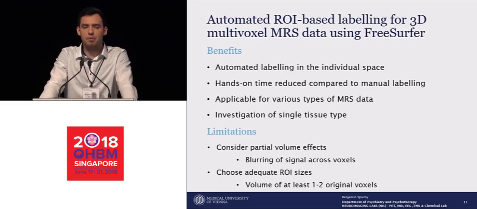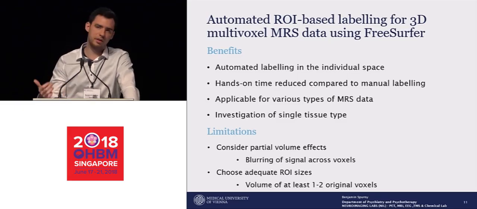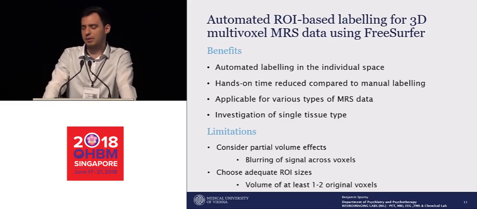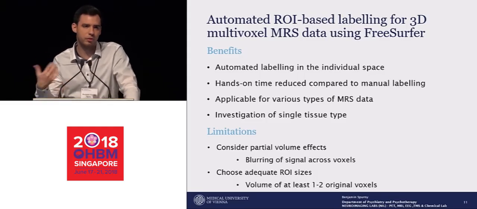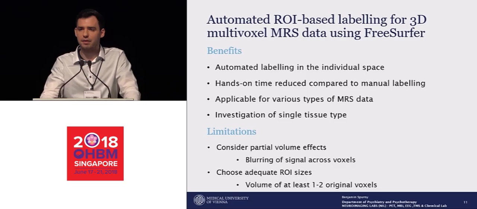And what is also very important is to choose adequate ROI sizes. So depending on your original voxel and the SNR in your voxel, we chose regions with a size of at least 1 to 2 original voxels to get enough SNR in our region and to get reliable results.